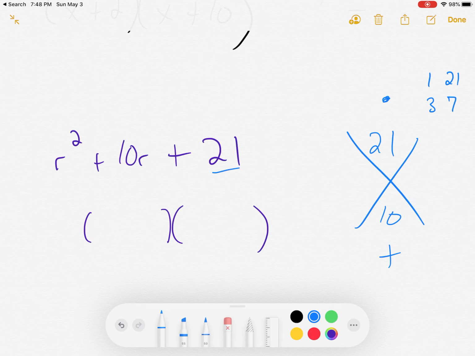Okay, so now which one of these add to get 10? 1 plus 21 is 22, so that doesn't work. But 3 plus 7 is 10. So I'm going to have r plus 3, and I'm going to have r plus 7.